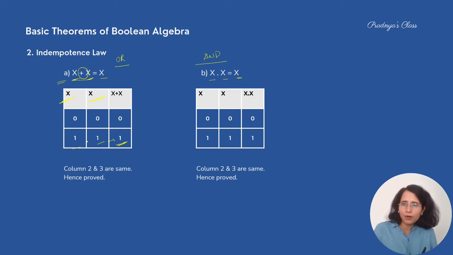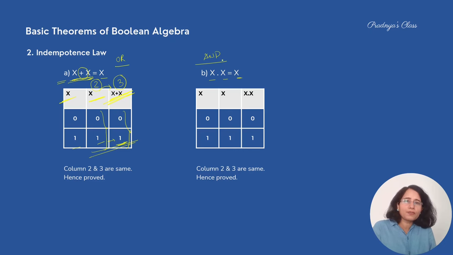Now look at the column x, take any x. So I will take this second column, and we have performed the logical addition on these two x. So we got this third column. Now look at the output of these two columns, both are same. So we can say that this x is equal to x plus x.